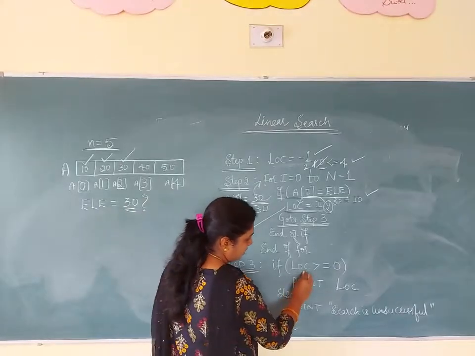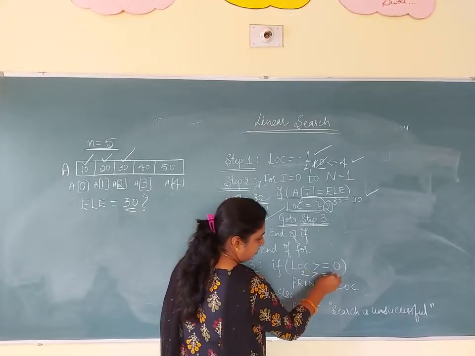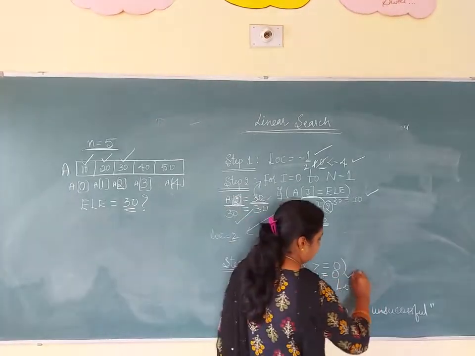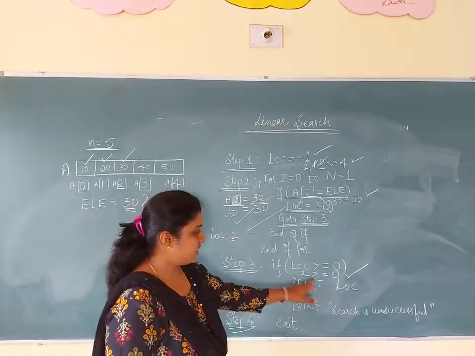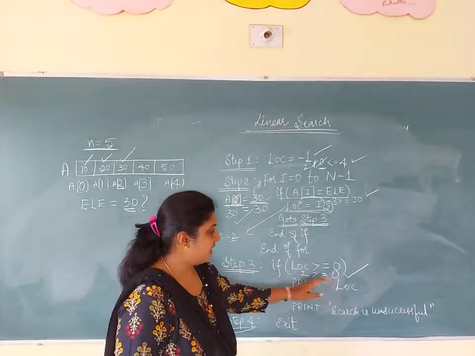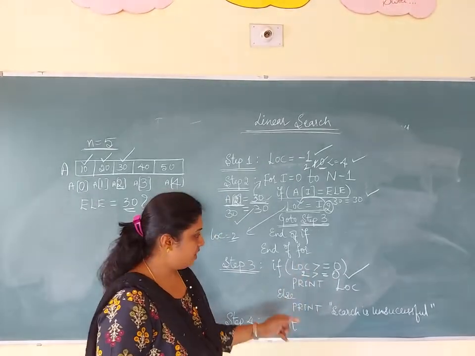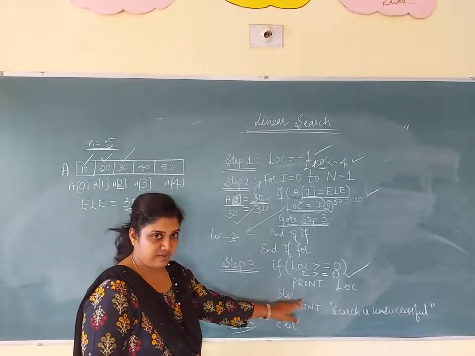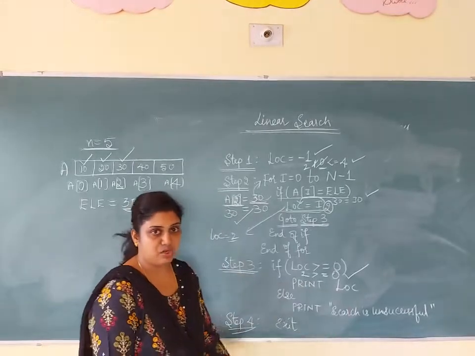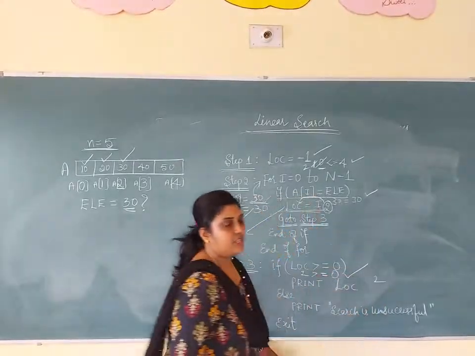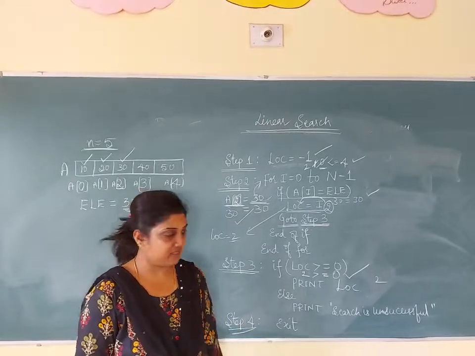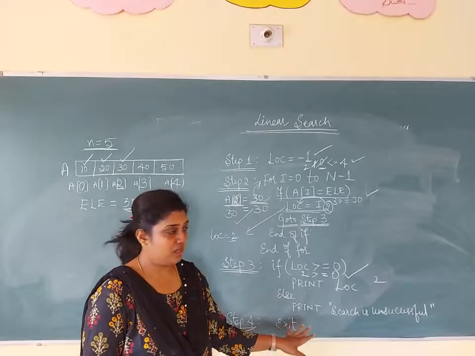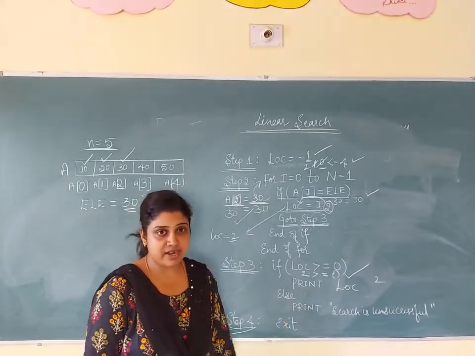Now my location is 2. Is 2 greater than or equal to 0? Yes, the condition is true. Whenever the condition is true, the first statement will be executed, that is print location. What is my location? 2. In the sense, in location 2, the element 30 is present. If not, it will go to the else part.